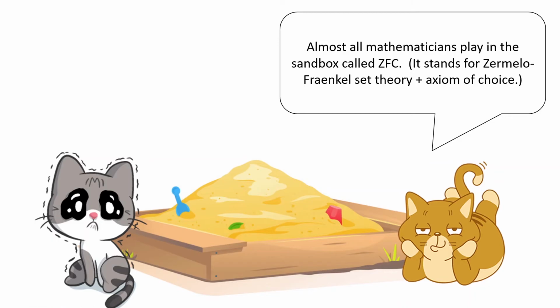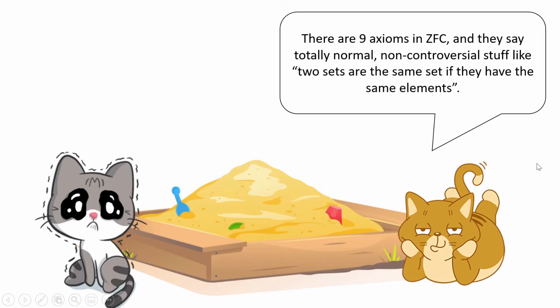So all of the math you've done to this point in your life has been founded in ZFC. All of the theorems that you know are only true if the axioms of ZFC are assumed to be true. So yeah, that might be a little kind of shocking, but that's how it is. So there are 9 axioms in ZFC, and most of them are like totally normal, totally non-controversial, like obvious things that you would agree with.